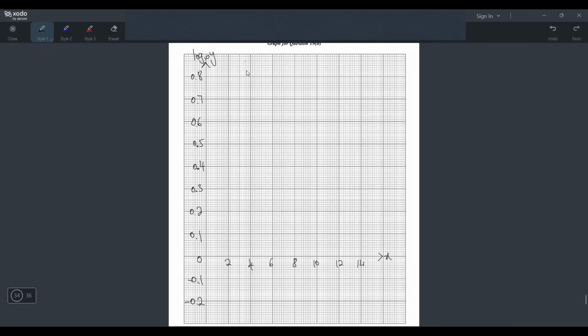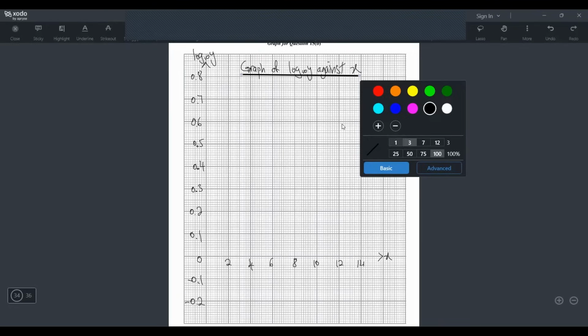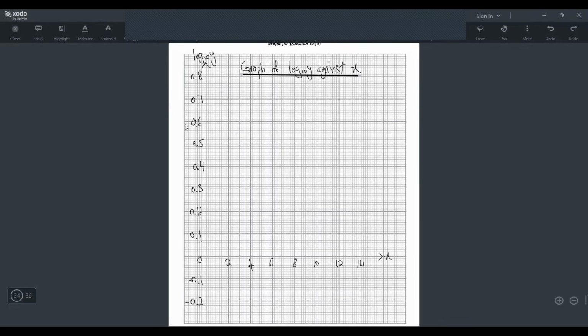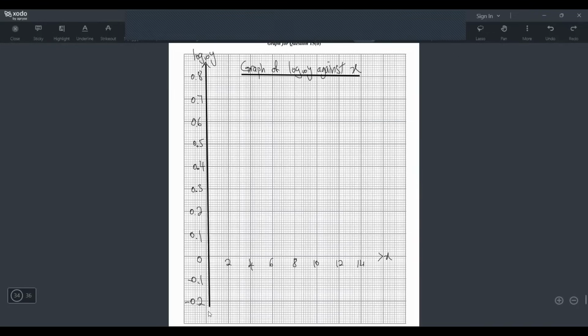And we can also write the title now. Actually, you can write it last also, but I think it's better to write it now. So graph of log y against x. That is the title. And remember to underline the title. So underline. Okay, now we can start to plot the points, right? Oh, I forgot to draw the axis. All right, let me draw the axis now. So this is the axis. Okay, let's make it bigger a bit.